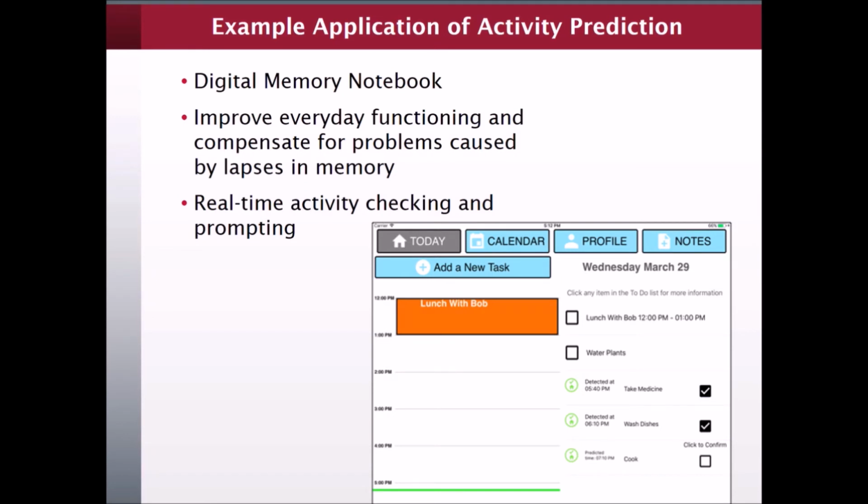What makes this particular digital notebook of interest is that it actually interfaces with the smart home and ambient sensors, uses activity recognition to check off important activities when they are detected as being performed, and it can also prompt individuals for activities that they need to perform.